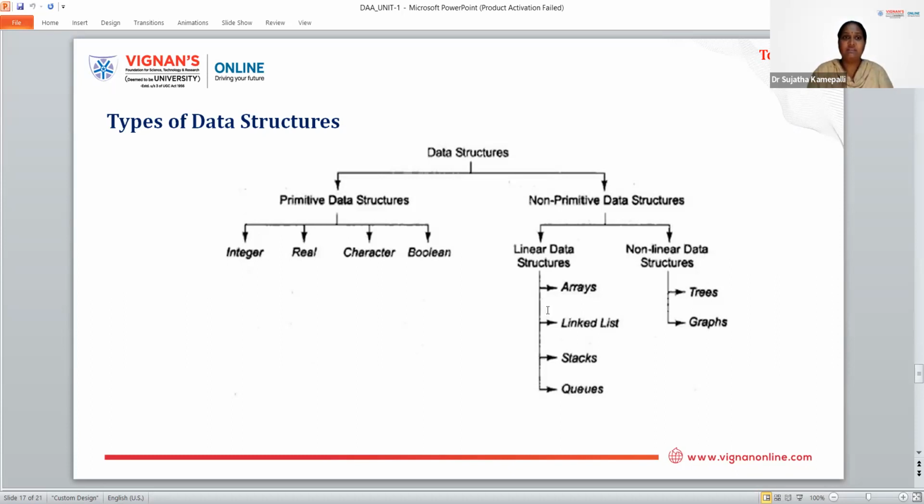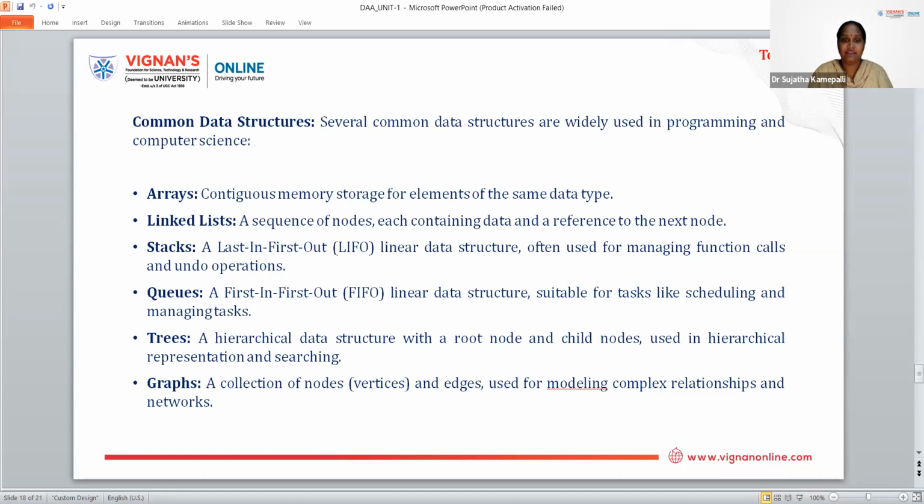Coming to the different types of non-primitive data structures, how can we define arrays? An array is a collection of homogeneous data which is present in contiguous locations. A linked list is a sequence of nodes, each containing data and a reference pointer to the next node.